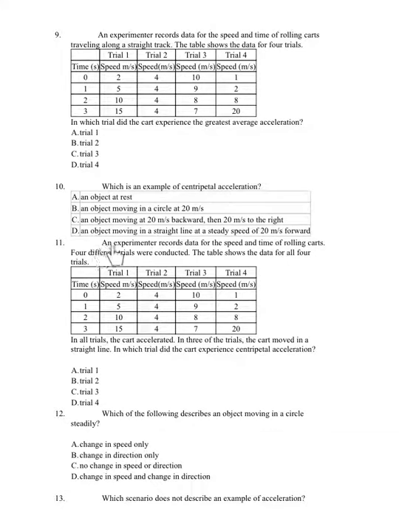Number 11. An experimenter records data for the speed and time of rolling carts. 4 different trials are conducted. The table shows the data for all 4 trials. In all trials, the cart accelerated. In 3 of the trials, the cart moved in a straight line. In which trial did the cart experience centripetal acceleration?